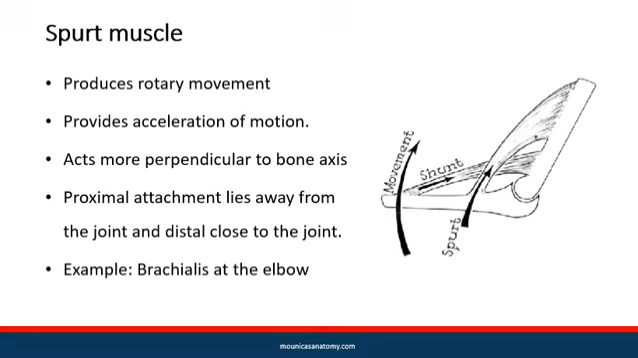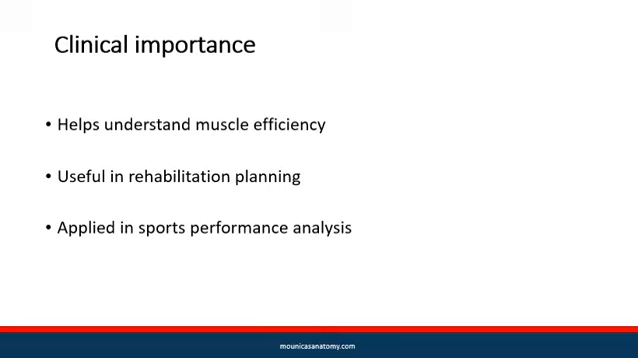Proximal attachment lies away from the joint. Distal attachment of the muscle is close to the joint. Example: brachialis at the elbow.